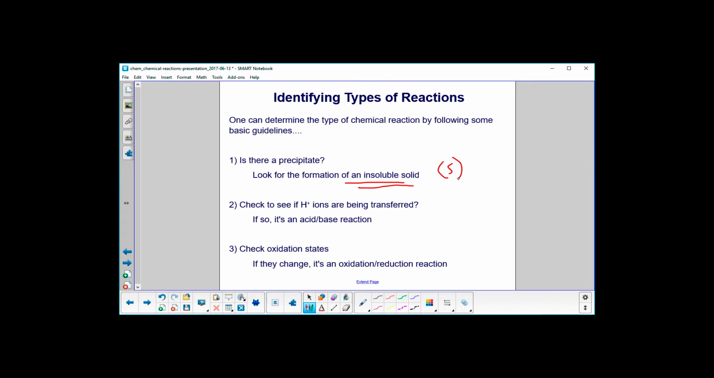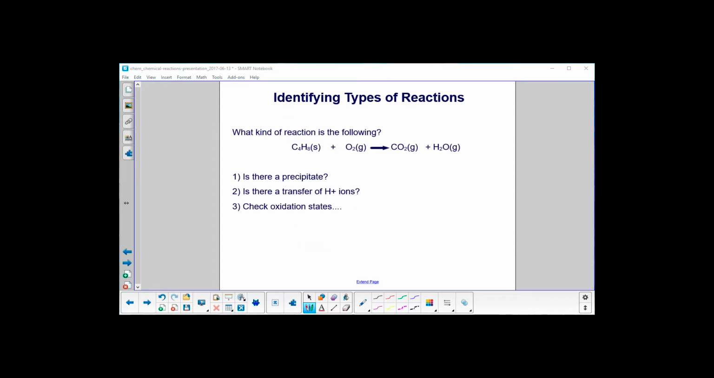Check to see if H+ ions are being transferred. If so, you have an acid-base reaction. Check the oxidation states. If they change, we have an oxidation-reduction reaction. What kind of reaction is the following? We have butene over here, looked it up on the web, plus oxygen gives carbon dioxide and water.